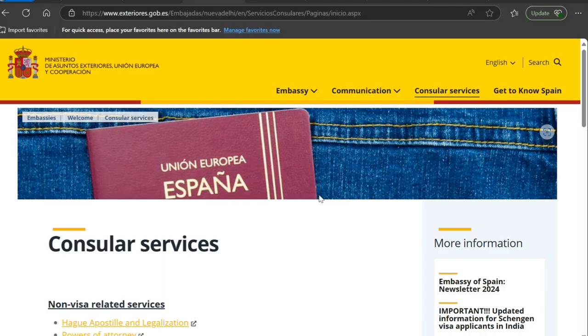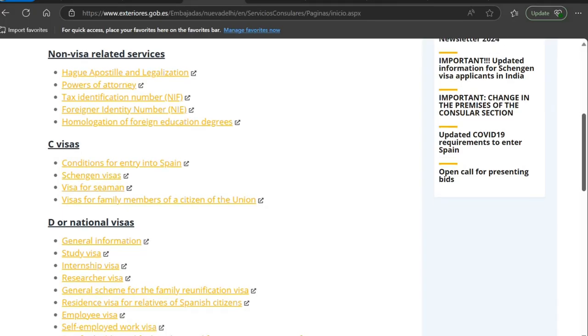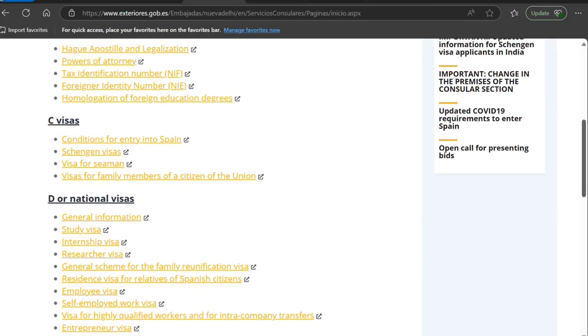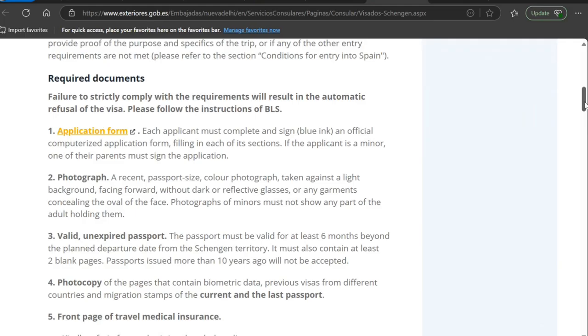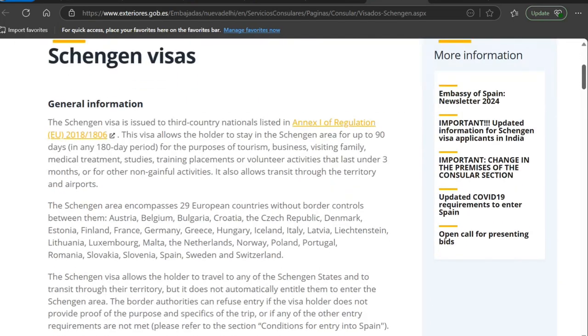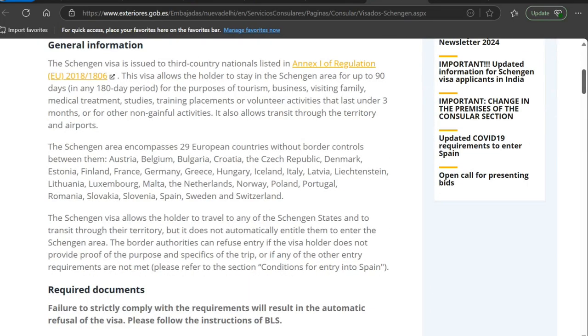Here I have this consular services link. If I go here, they have information, like they have information for Schengen visas. If you go here, this is a short-term visa up to 90 days in any 180-day period for purposes like tourism, business visiting, family, medical treatment, and others.